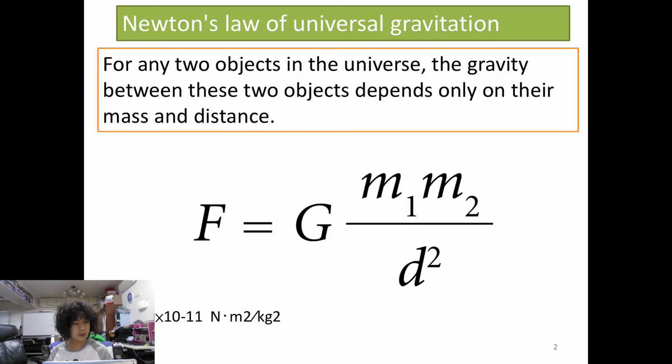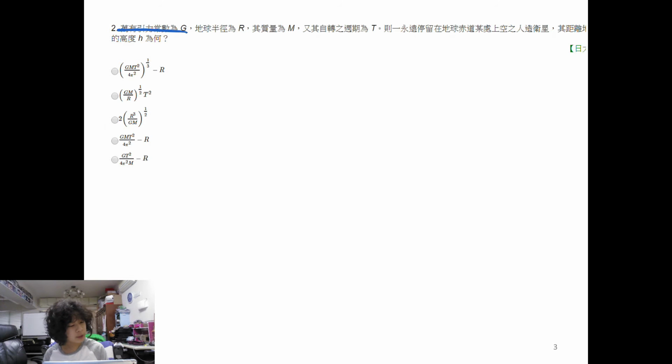So now let's see questions. Okay, so it gives G, radius R, mass M and period T. That means this satellite, which is above the Earth at a distance of h, and which is always above the Earth at the same distance, which means it has the same period of time T as the Earth. Okay, so now you can see how to do it.